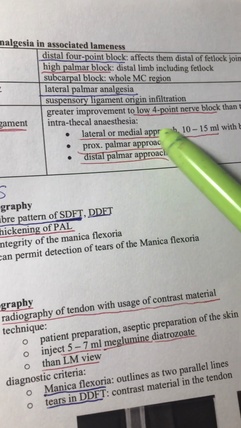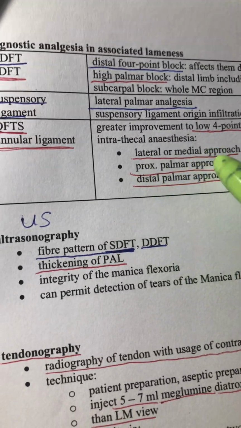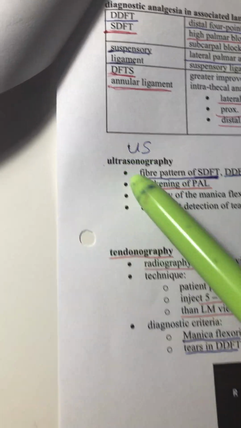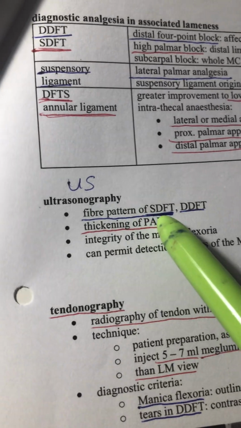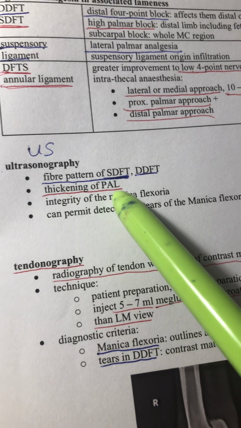Have a lateral medial approach, 10 to 15 millimeters, and you have a proximal palmar approach and a distal palmar approach. For ultrasound, you can see the fiber pattern of the superficial digital flexor tendon sheath or the deep digital flexor tendon sheath and the thickening of the palmar annular ligament.